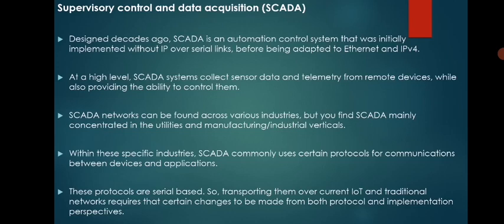SCADA networks can be found across various industries, but you find SCADA mainly concentrated in the utilities and manufacturing industry verticals. So SCADA is used everywhere, but mainly in manufacturing industries and utilities. Why do we need it there? Because the manufacturing unit and utility will be spread over a huge area, so we need to monitor the whole system.